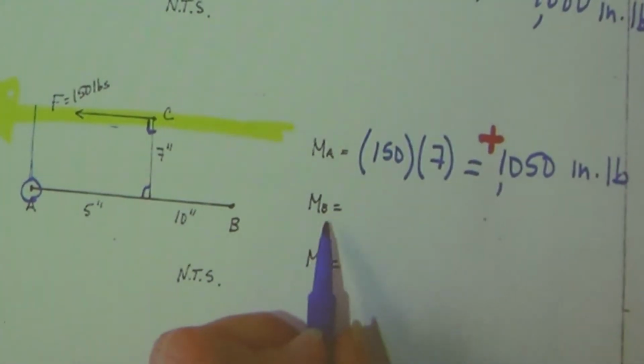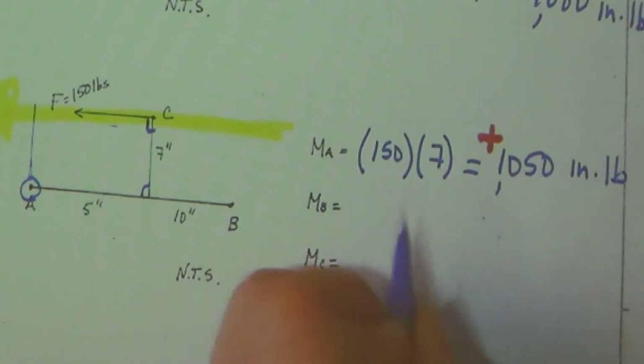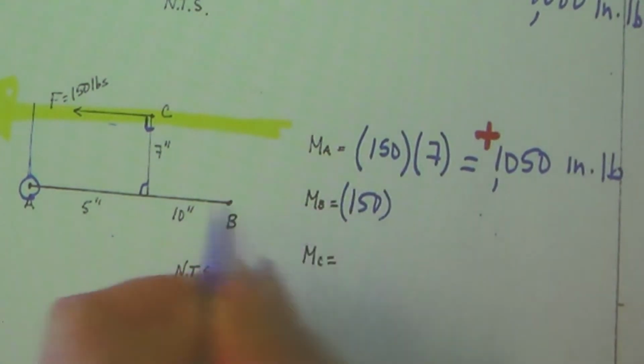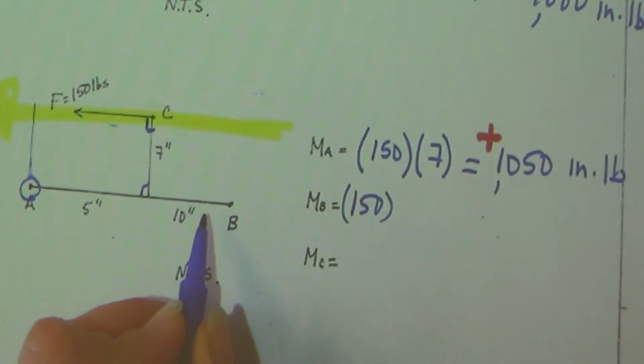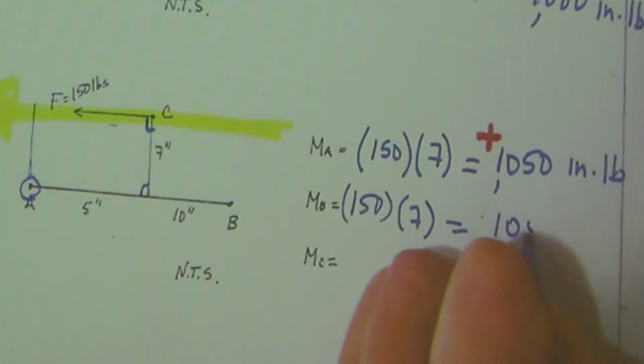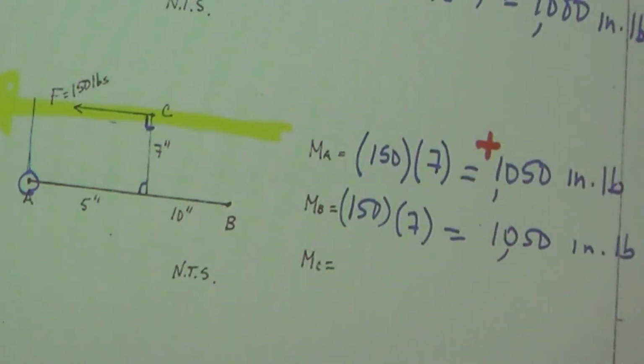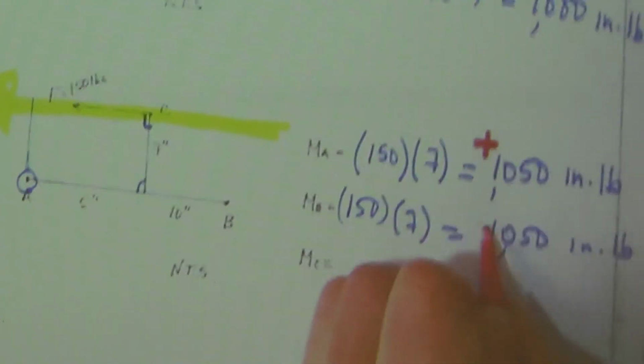Okay, moment about D. Uriah? So the force is still 150. What's the perpendicular distance? It's still 7. Still 7, right. 1050 inch-pound. And what is the sign? Force, fingers go in the direction of force, palm goes towards the point. That looks like it's still positive.